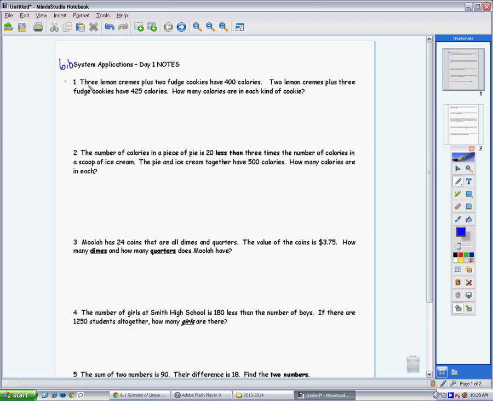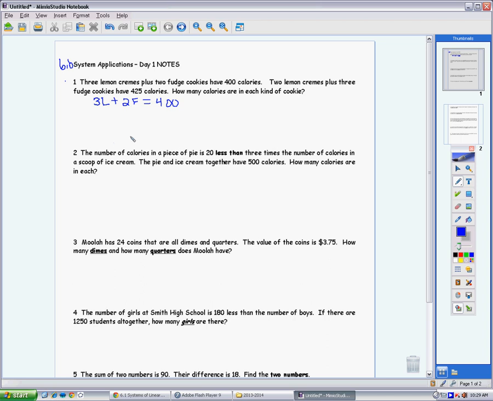So we have 3 lemon creams. So I'm going to use 3 and L for lemon cream. Plus, that's going to be addition, 2 fudge cookies. So I'm going to use 2 and the variable F for fudge. Have 400 calories. That verb have means that's our equal sign, and it has 400 calories.